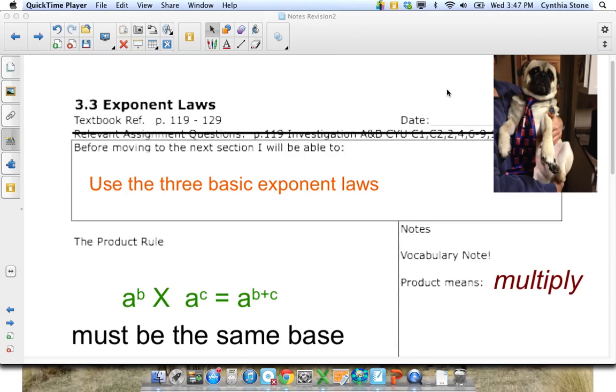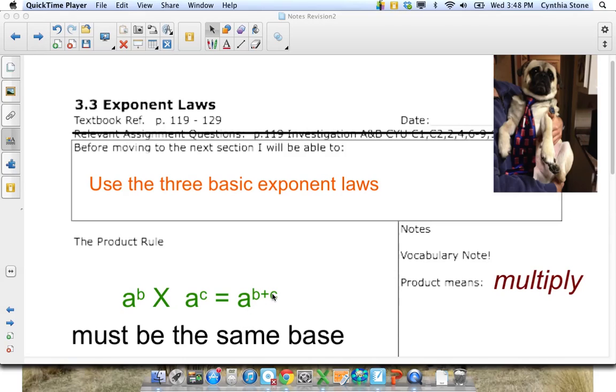There are 3 rules, and we have to learn what they are and how to apply them. The first rule is called the product rule, and you must know, of course, that the product means multiply. What I have written in green here is what I call the general case. A could be anything, B could be anything, and C could be anything. The important thing is that if you have 2 powers multiplied together with the same base, so this is the most critical part, the A and A, they're both A, or both D, or both 16, but they have to be the same, you could simplify this by saying that's the same as A to the exponent B plus C.